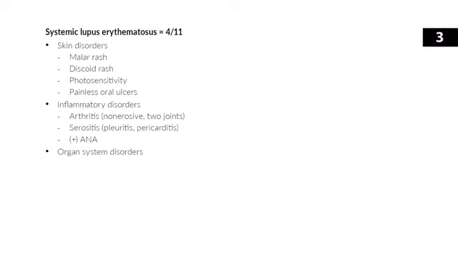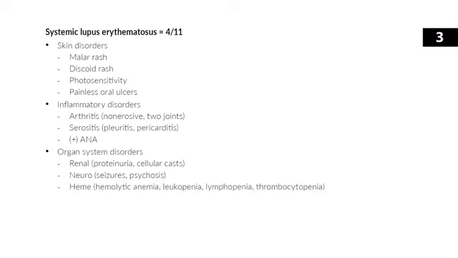Then the last group of criteria are the organ system disorders. Proteinuria or cellular casts would indicate renal disease or lupus nephritis. We'll come back to lupus-associated renal disease again in a moment. Neurologic disorders include seizures and psychosis. Hematologic disorders include hemolytic anemia, leukopenia, lymphopenia, and thrombocytopenia. And then immune disorders as indicated by autoimmune disease such as positive antiphospholipid antibodies, anti-double-stranded DNA antibodies, anti-Smith antibodies, or a false positive VDRL.